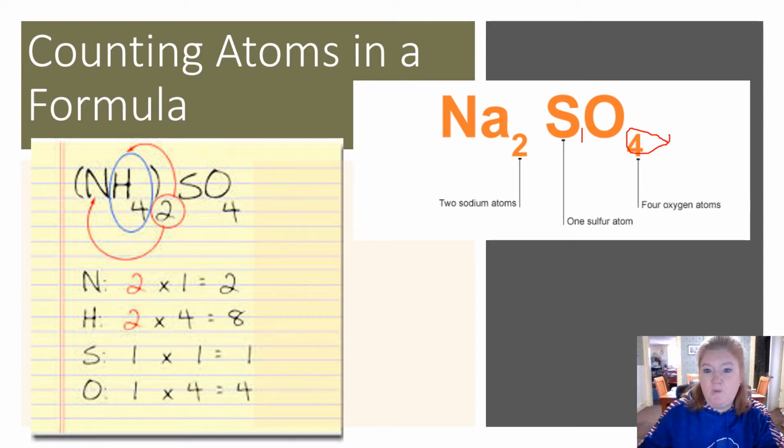This really has a 1, so 1 sulfur. This 2 means there's 2 sodium. When there is a 2 outside, or a different number outside of parentheses, that number outside the parentheses applies to both things inside the parentheses. Okay.